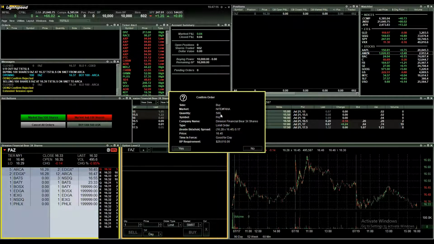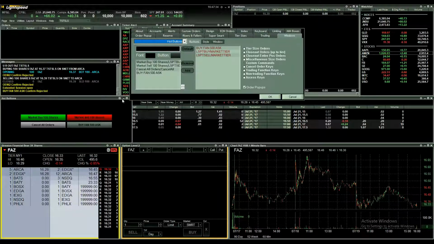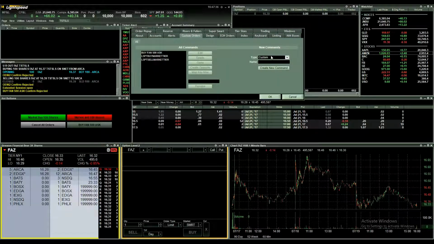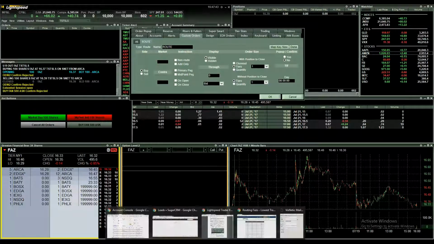So right away, look, buy 500, the ask is 45 cents. That's what's going in there, and it's going to that night fan route. So it's a quick way to build custom orders through custom routes. I know I did that kind of fast. So once again, it starts with the custom order, going into the route and creating the command with the various routes. If we want to look at one more, we can do that.